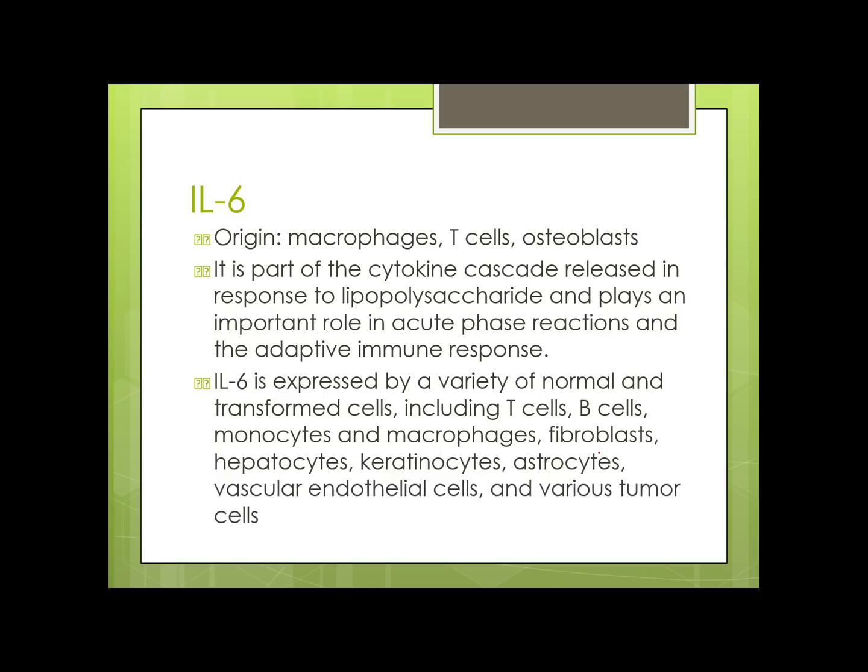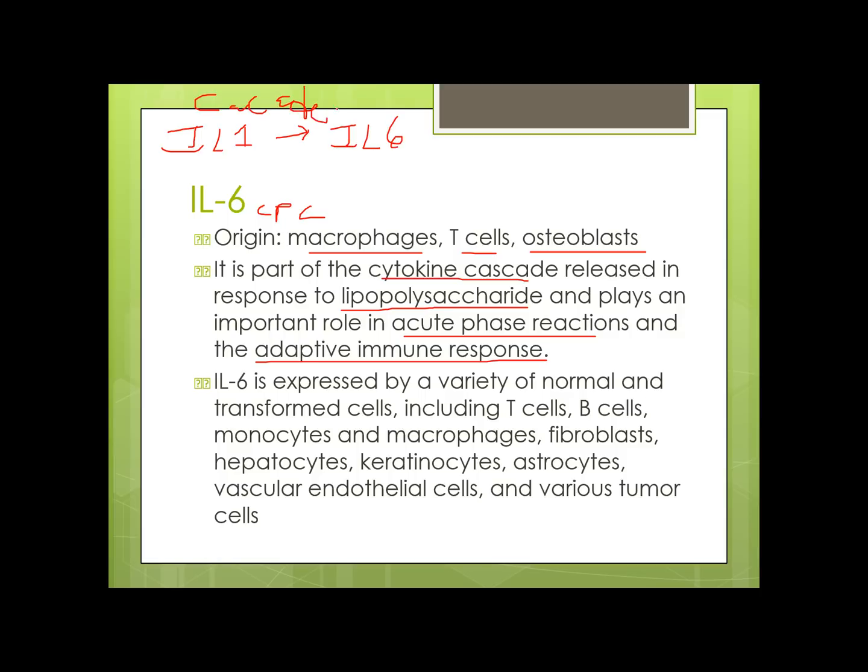Then the third one, interleukin 6, the source or the cytokine producing cell is the macrophages, the T cells, and your osteoblasts. This is a part of the cytokine cascade release in response to lipopolysaccharide and would play an important role in acute phase reaction and in the adaptive immune response. So part daw siya class ng cytokine cascade. As mentioned earlier, di ba nga yung interleukin 1 nyo? It can cause the secretion of interleukin 6, which is again a part of a cascade effect wherein one cytokine would cause the creation of another cytokine. It plays a role in acute phase reactions and adaptive immune response.